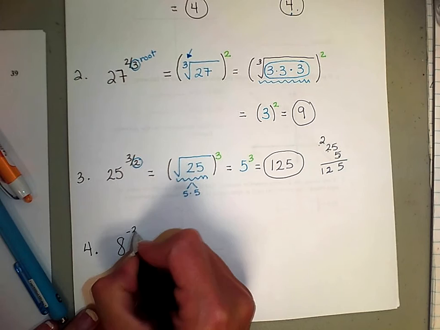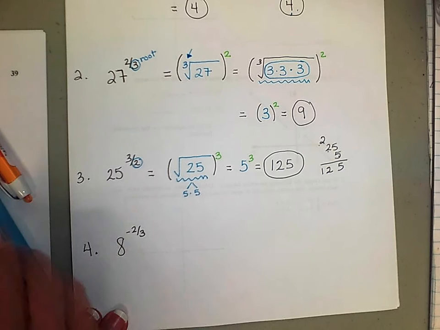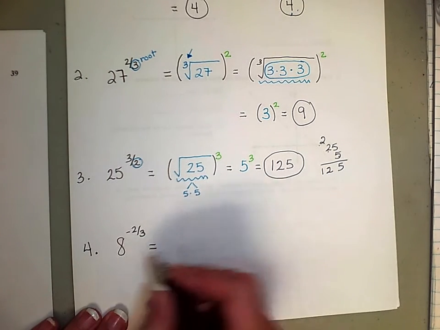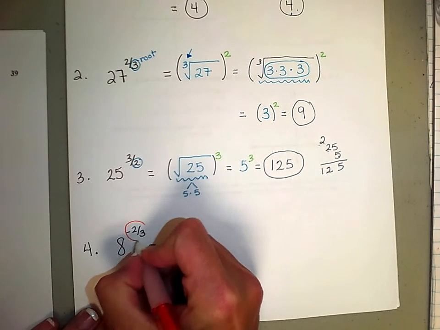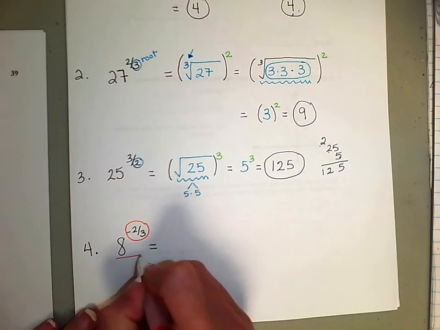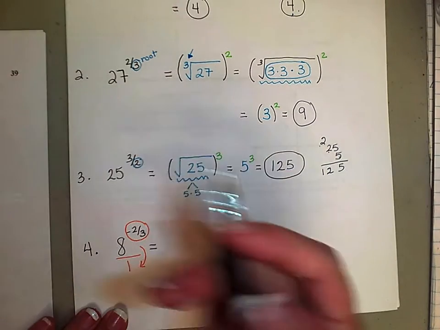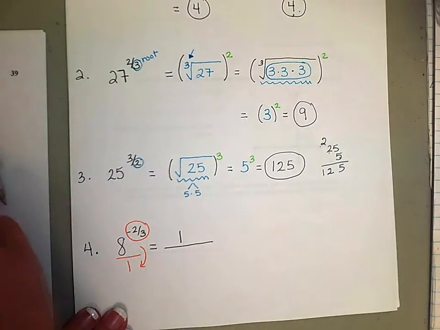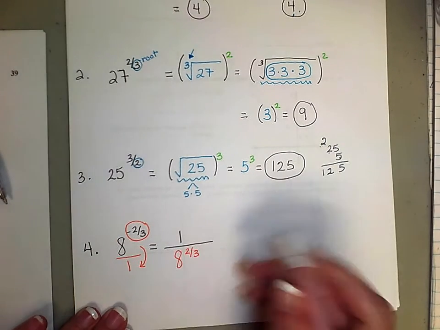8 to the negative 2/3. Okay. So our fractional exponents can also be negative. What I would like to do in this case is get rid of this negative exponent and make it positive. We do that by thinking about this as over 1 and dropping it below the division bar. We need to have a 1 as a placeholder, and this becomes 8 to the 2/3 power.